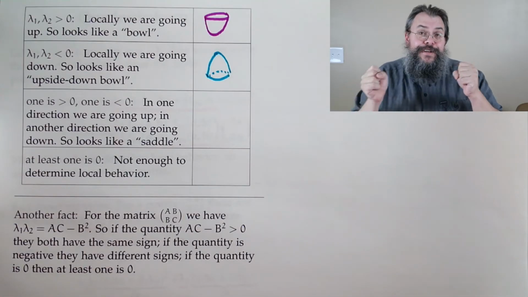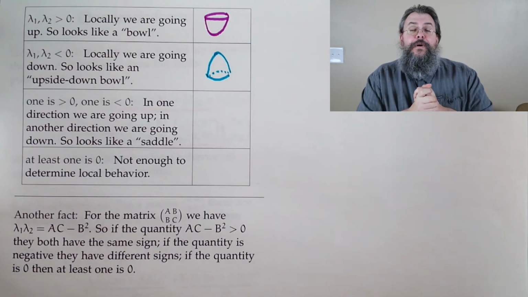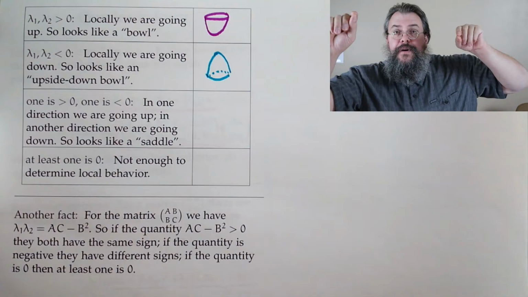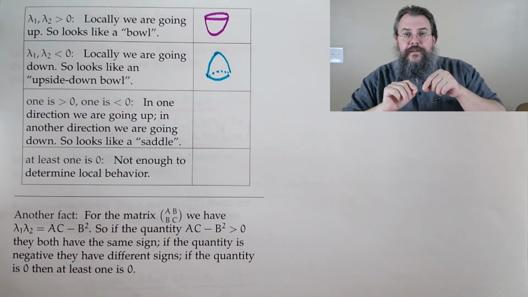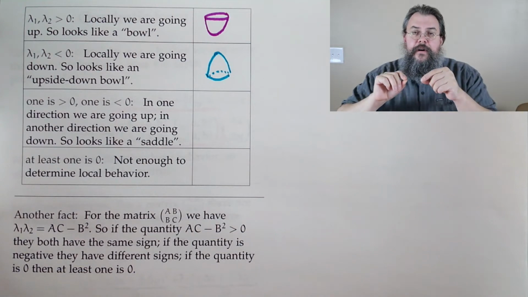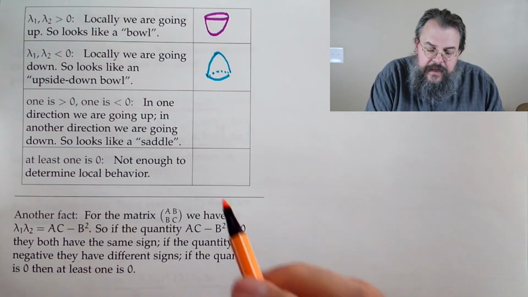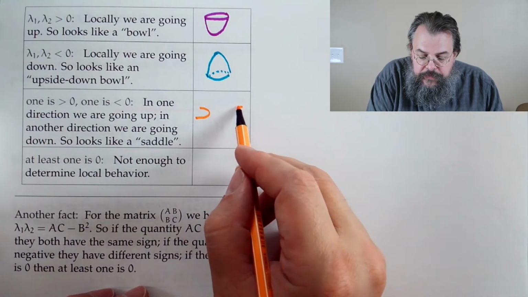What happens if one is positive and one is negative? This is where things get interesting. In some directions you go, you're going to be coming up, but in other directions you could be going down. So it's neither going above nor below, it's doing both, depending upon which way you go. And that has a very nice shape. We call it a saddle.